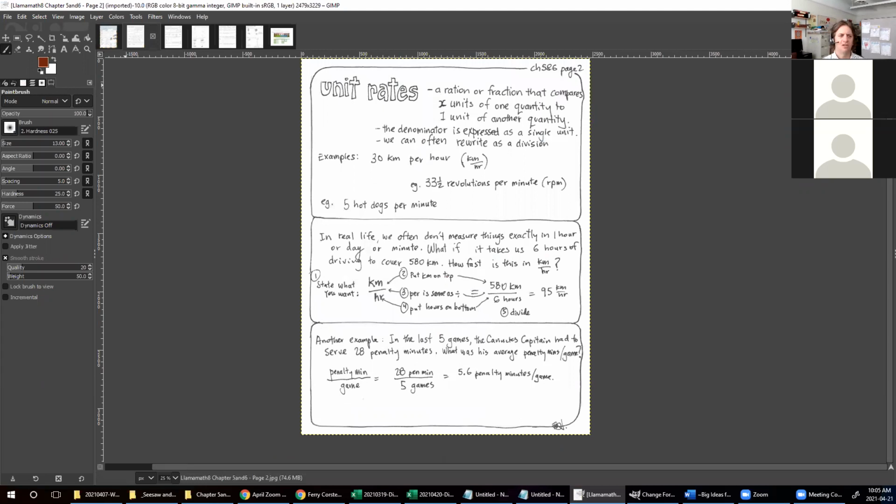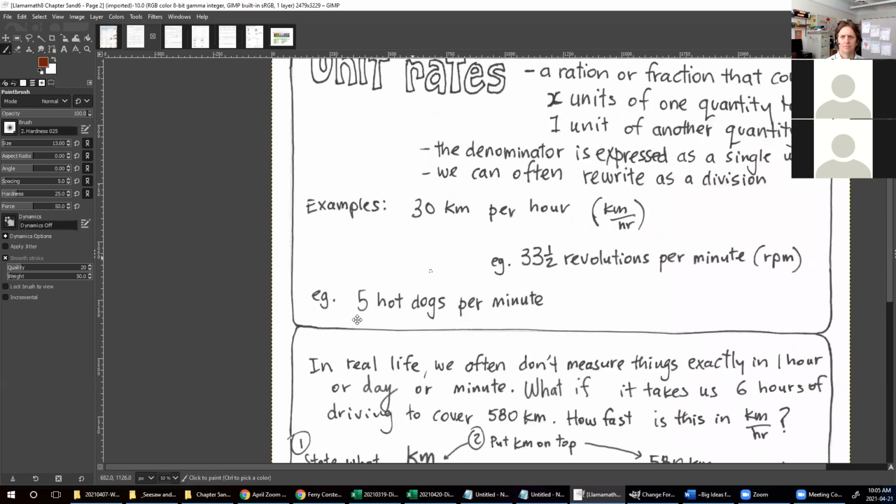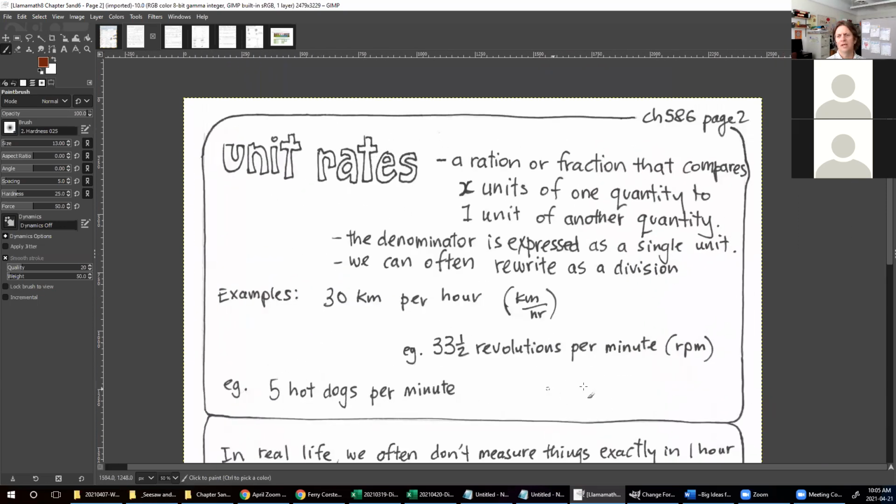So page 2 of the notes. We're going to talk about unit rates. Zoom in here. So a unit rate is a ratio, or a fraction, that compares some amount of units of one quantity to one single unit of another quantity.